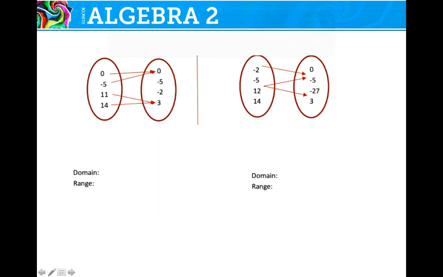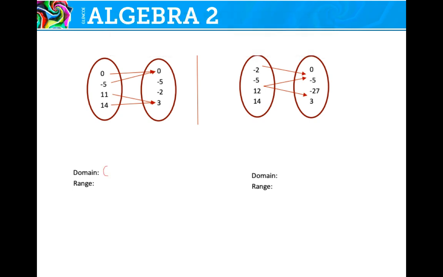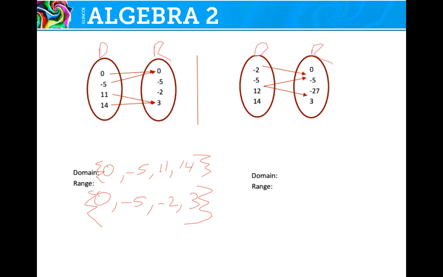Okay, this is a mapping. Very easy to see on a mapping whether or not you're a function. Again, domain and range is going to be just the set of all x's and the set of all y's. Domain, I got my 0 and my -5 and my 11 and my 14, no big deal. Now the range values here, I got 0 and -5 and -2 and 3. Not all of them are being used, but they all are a part of the range. So this is the domain, this is the range.